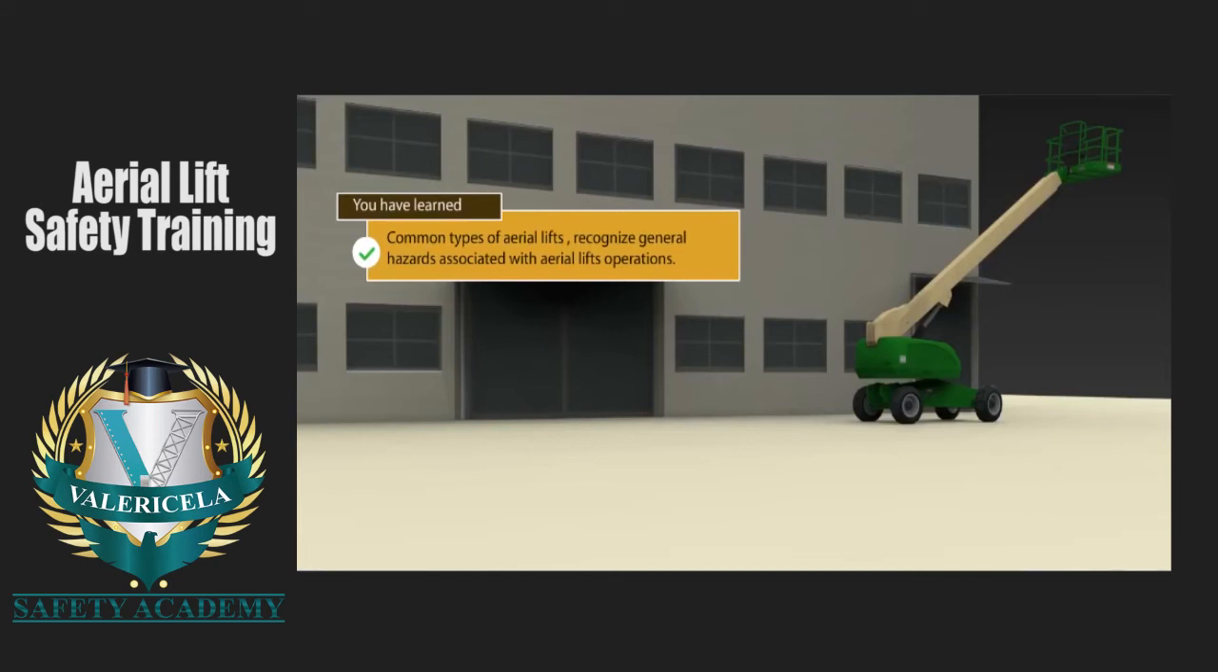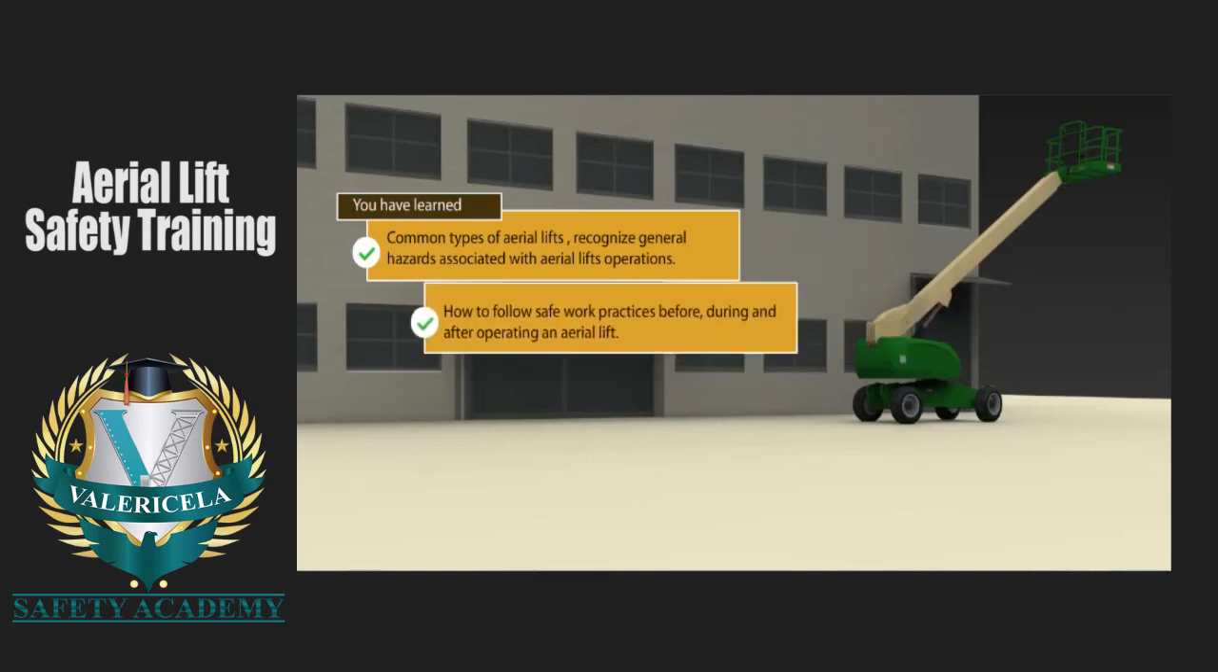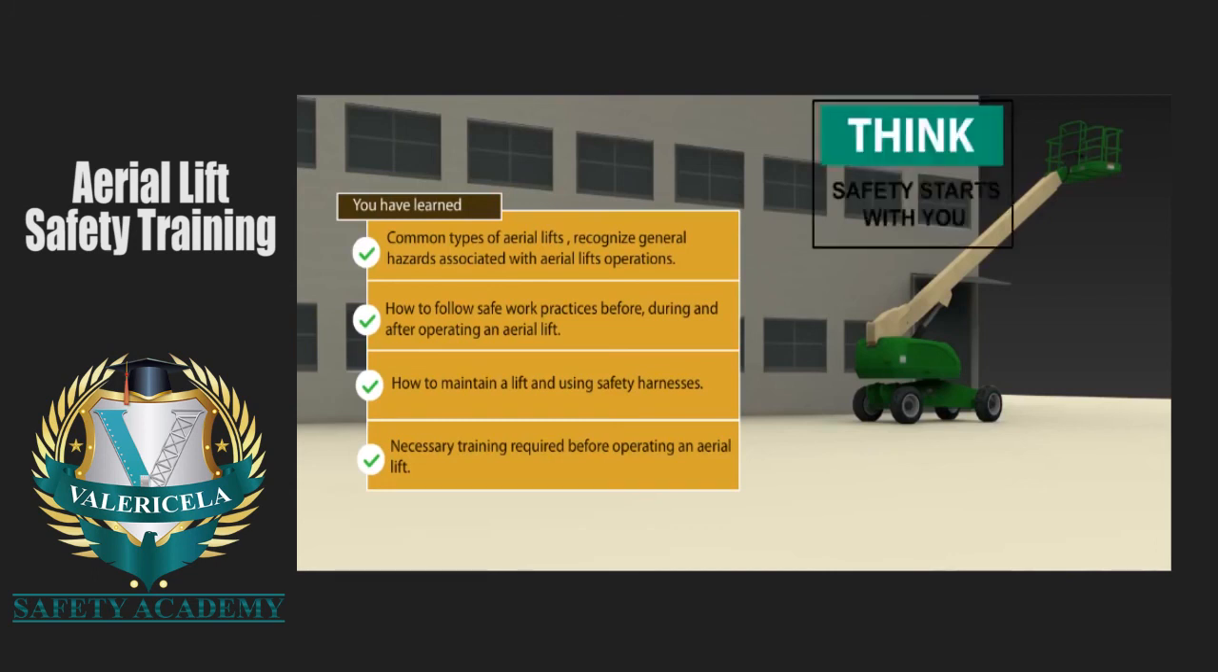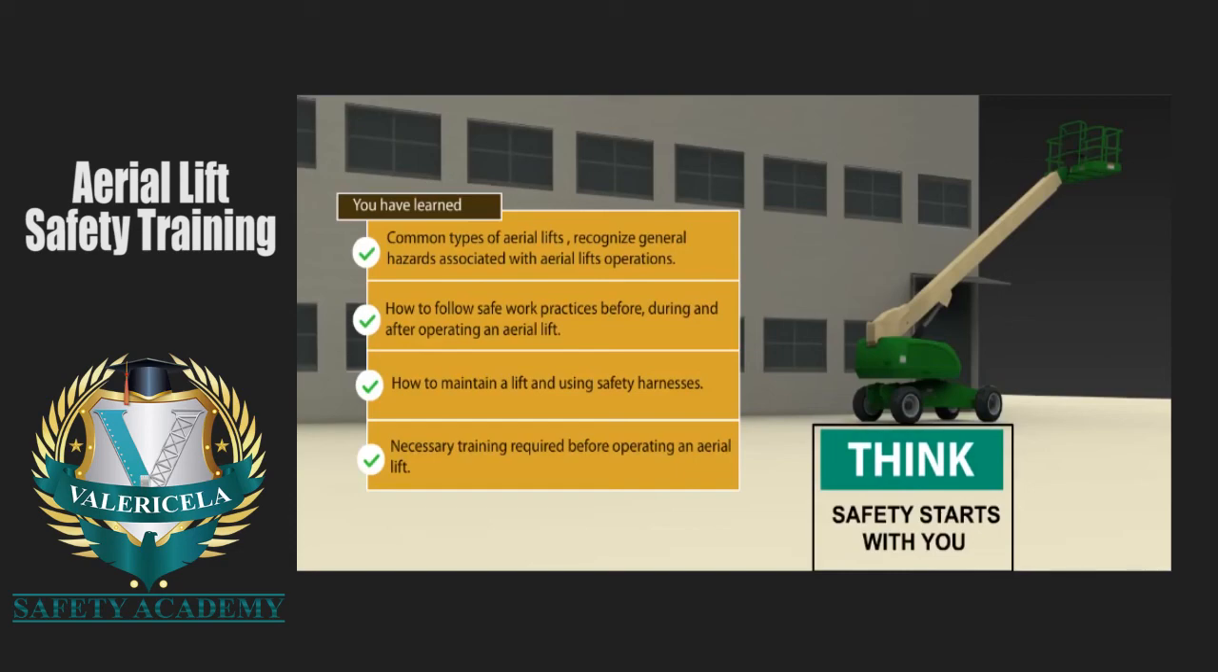Now that you've completed this training, you should be able to identify common types of aerial lifts, recognize general hazards associated with aerial lift operations, how to follow safe work practices before, during, and after operating an aerial lift, how to maintain a lift, using safety harnesses and the necessary training required before operating an aerial lift. Aerial lifts can provide safe and easy access when working at heights. But remember to take extra care in using them, because the final judge of your work is your safety.